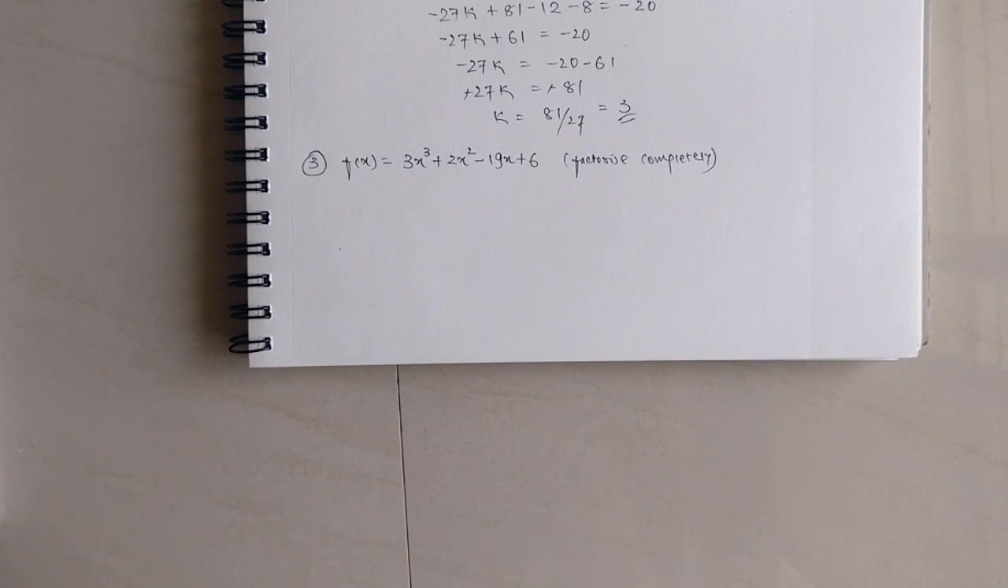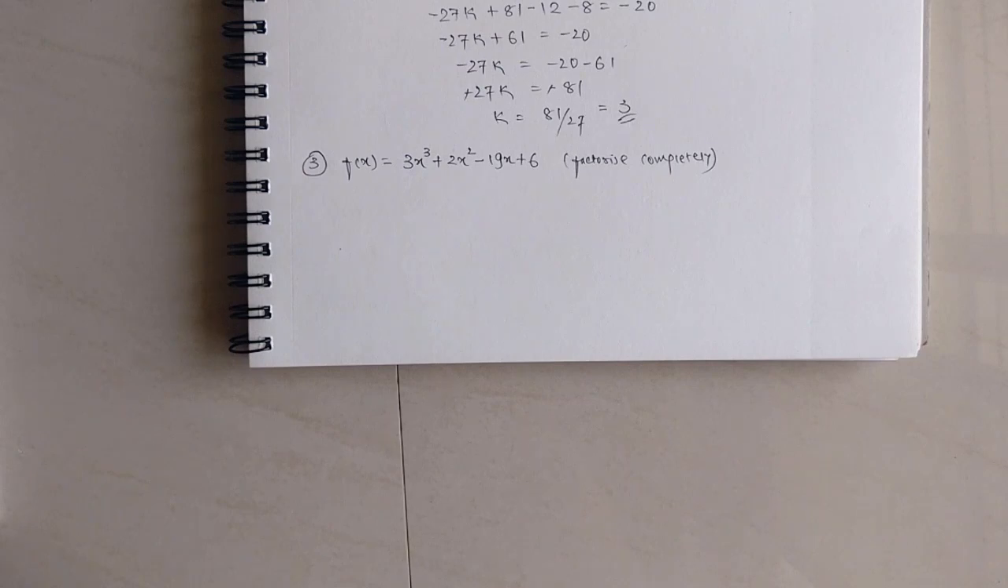You cannot use a square minus b square, that is difference of 2 squares. You cannot use a plus b the whole cube. This is not in the form of a plus b the whole cube expansion. That has a different form. So you cannot use those methods of factorization which you have learned in class 9. So how to factorize this completely?